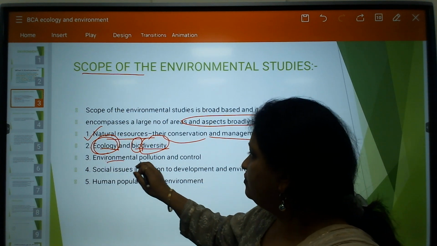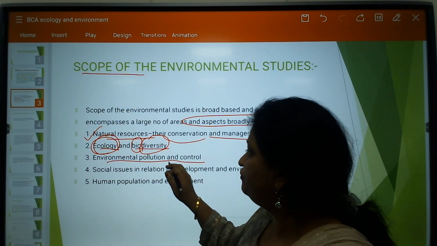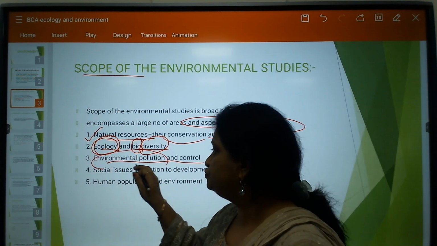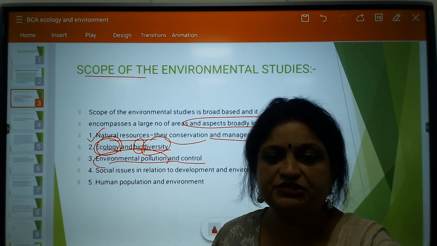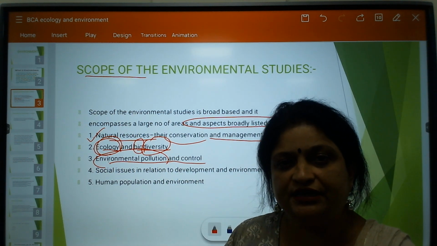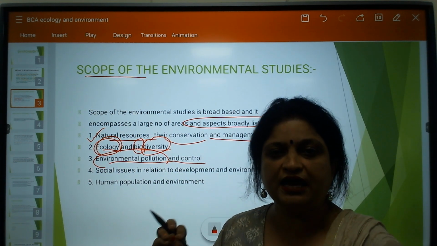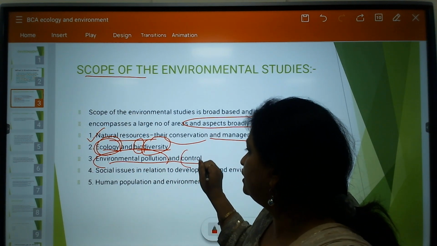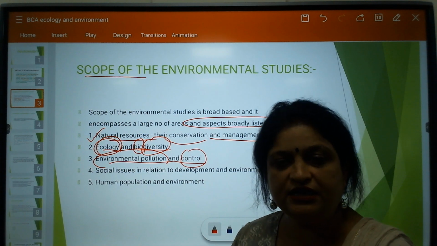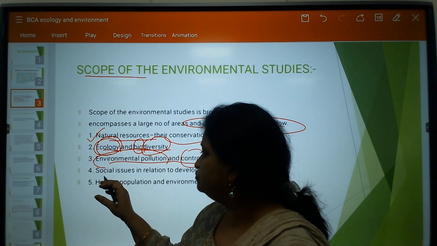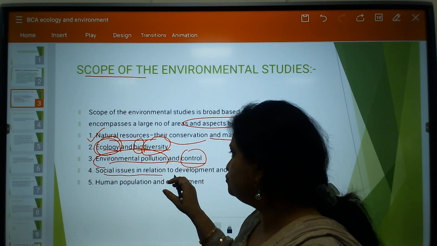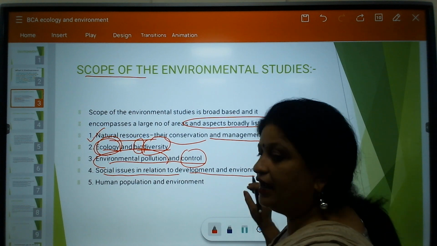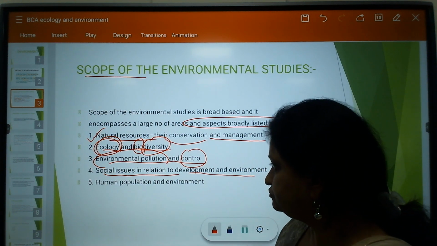Then environmental pollution and its control. When we know the term pollution in the environment, then we identify the particular problems and then we identify the particular solutions, controls or remedial measures for any kind of pollution. Then social issues in relation to development and environment.